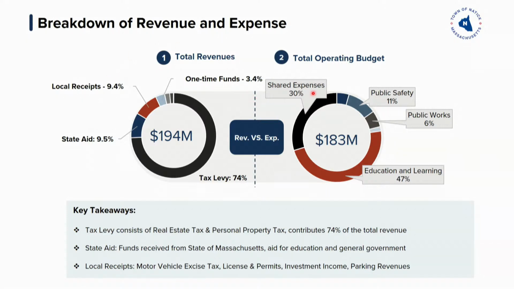the $183 million. Education and learning, that would be the schools as well as the libraries as well as Keefe Tech, 47% of our budget. The second largest item of our expenditures is our shared expenses. These are expenses that are shared between the town and the school. The largest number there is our health care for our staff as well as for our retirees, and that's at about $15 million, I believe.